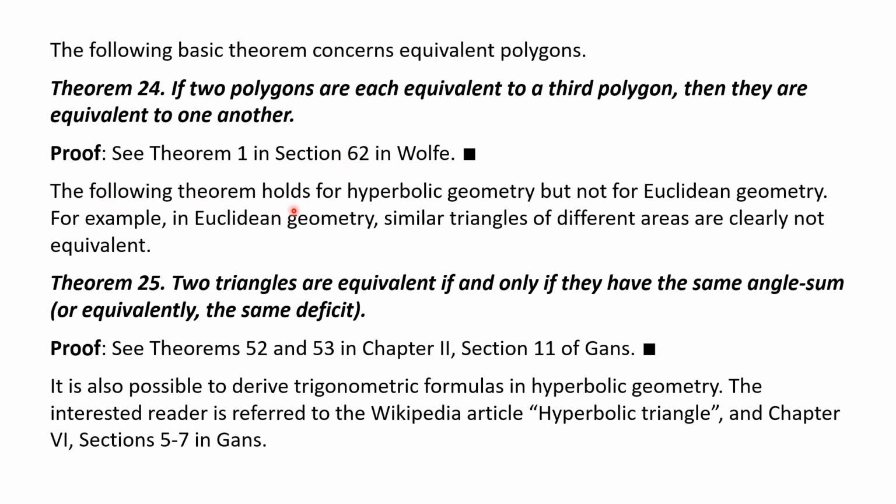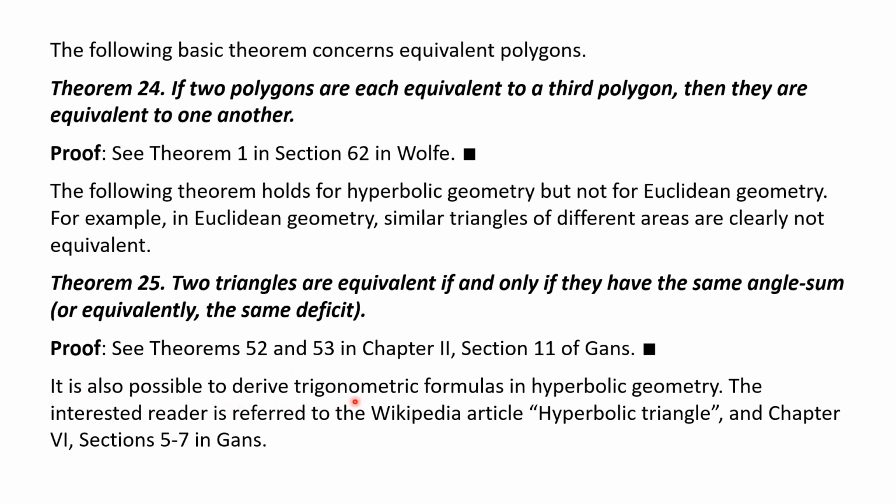Then the next theorem holds for hyperbolic geometry, but not for Euclidean geometry. For example, in Euclidean geometry, similar triangles of different areas are clearly not equivalent. We know that. But in hyperbolic geometry, two triangles are equivalent if and only if they have the same angle sum, or equivalently the same deficit. You remember we defined the angle deficit in the previous lesson. And that's proven in two theorems from a book by Gans, which I gave you a reference to earlier, but I'll include it again in the information to this video.